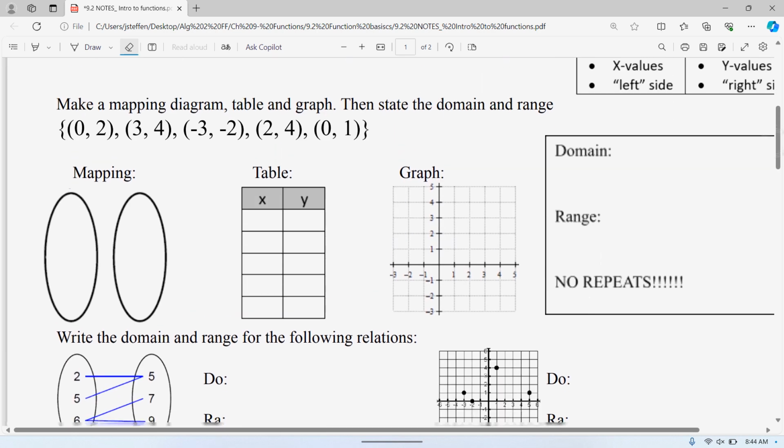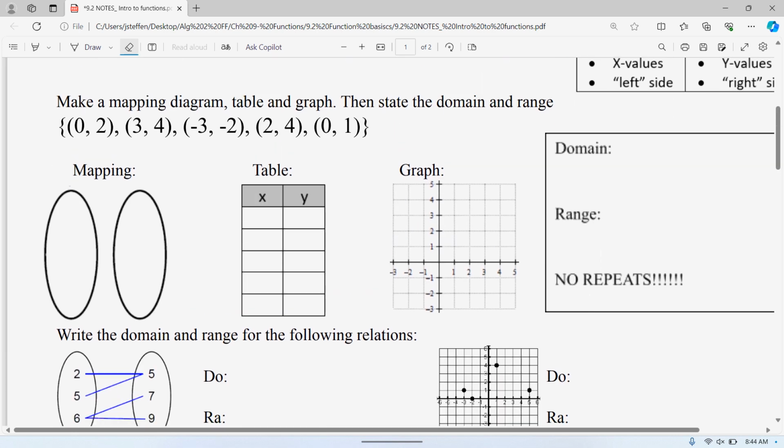So, we're going to talk very briefly about how to make a mapping diagram, table, graph, and so forth, and the domain. Honestly, we don't talk about the ordered pairs a lot because that's how I usually ask the question. So I'll give you this list of ordered pairs. I want you to draw a mapping diagram, table, graph, then we'll talk about domain and range. Don't make these harder than they are.